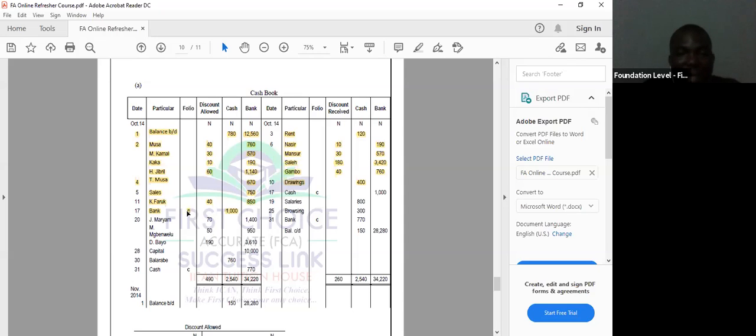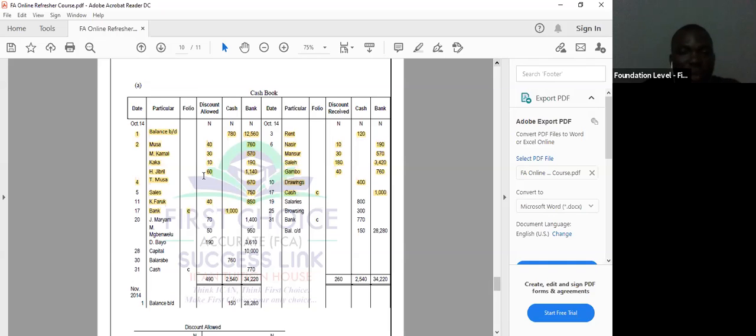And this C that we have here represents what we call the contra entry. It means that on the second side of it also, you must be able to trace the second leg. And that is going to be found under bank, because bank is the one that is giving. So we are going to put that 1,000 under bank, because you are reducing your bank balance by 1,000.